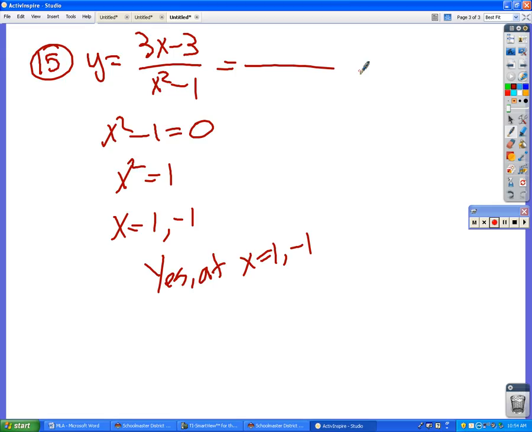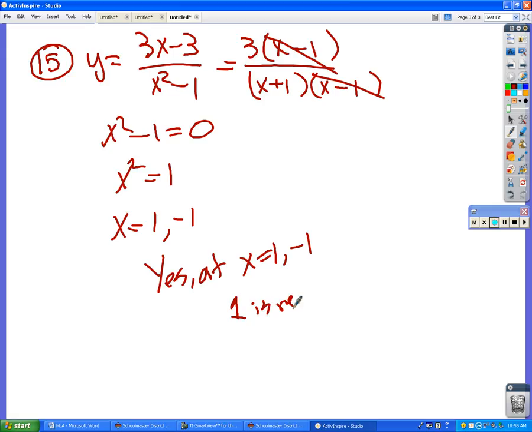Oh, yes, I can. I can take out the 3's. So it's x minus 1. Beautiful. Now factor the bottom. I need two numbers that multiply together to be negative 1 and add together to be 0: plus 1 and negative 1. Okay? So I can cancel the x minus 1's. So that means that 1 is a removable discontinuity.